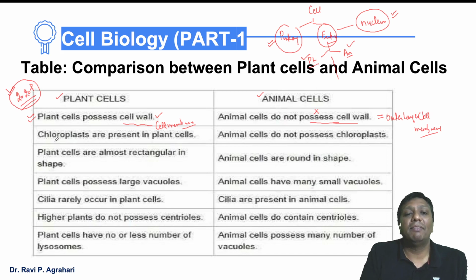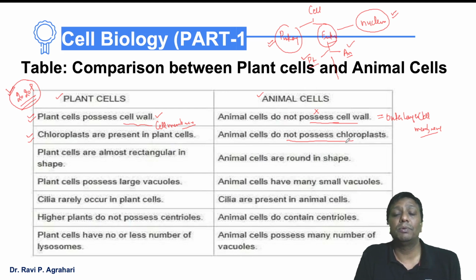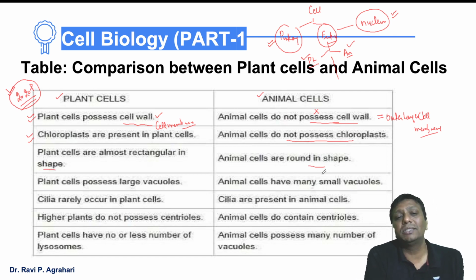Second, plant cell has a chloroplast, but animal cell does not possess a chloroplast. I'll tell you guys, chloroplast is a cell organelle that is responsible for photosynthesis. Plant cells are almost rectangular in shape, while animal cells are mostly round in shape. That is not very common, but that is also some of the information.